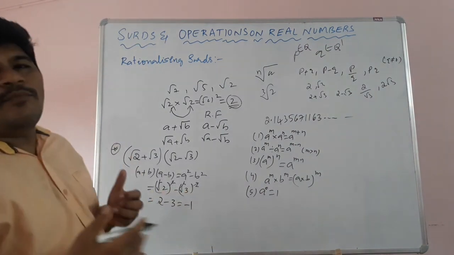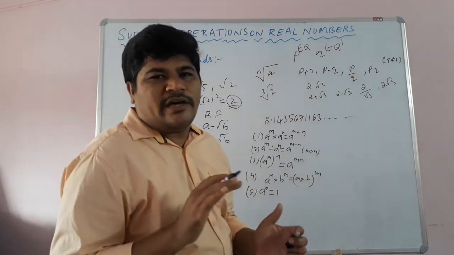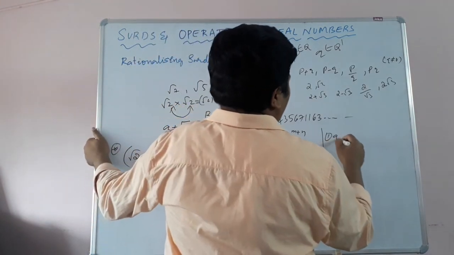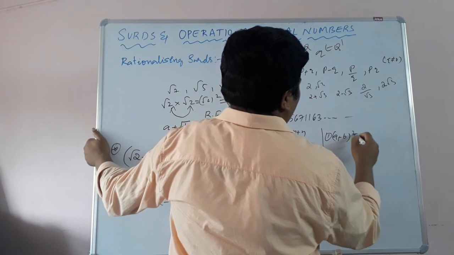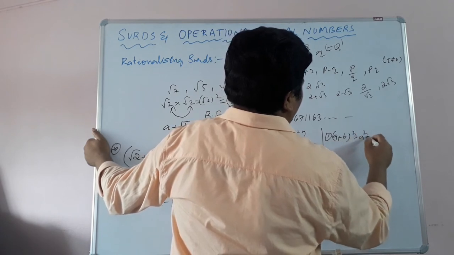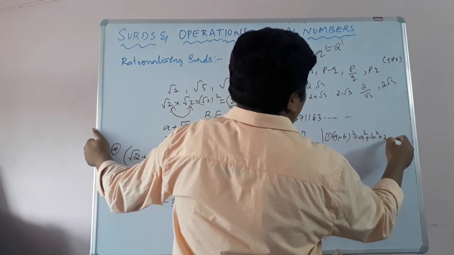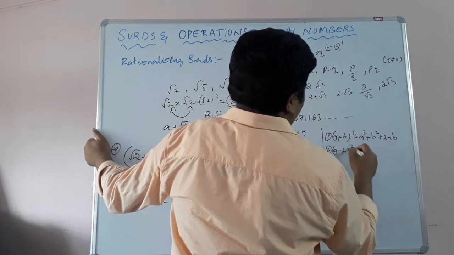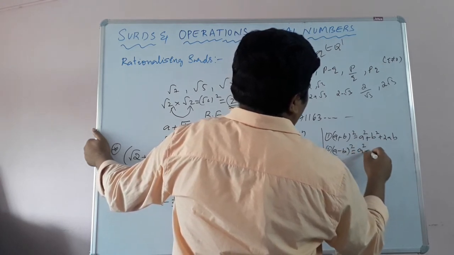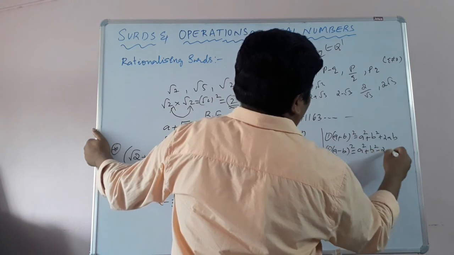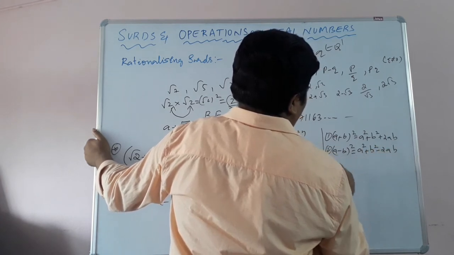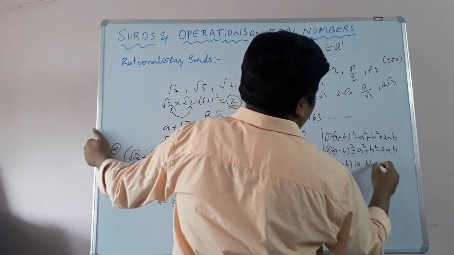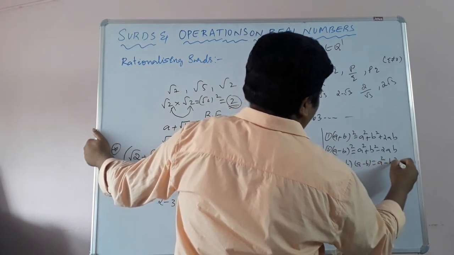As students, some algebraic formulae. (a+b)^2 is equal to a^2 + b^2 + 2ab. And (a-b)^2 is equal to a^2 + b^2 - 2ab. And what is the value of (a+b) into (a-b)? It is a^2 - b^2.